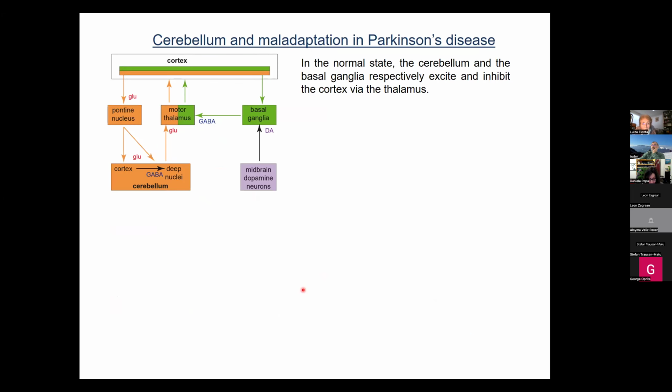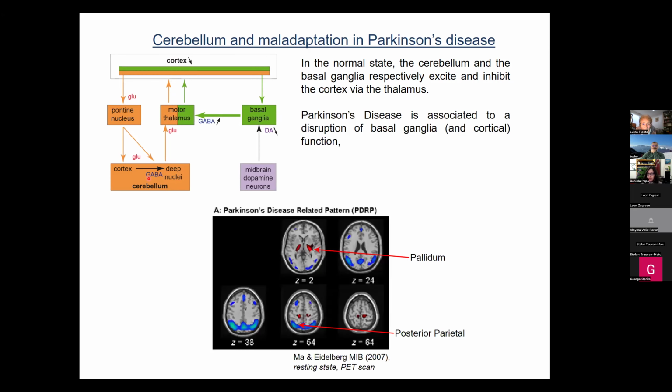So we already know that something is happening in the cerebellum in Parkinson's disease. And in the normal state, we know that the cerebellum excites the cortex through the motor thalamus, while the basal ganglia inhibits the cortex through the motor thalamus. So a pathology developing in the basal ganglia can also show abnormal activities in the cerebellum. And we took the case, for example, of Parkinson's disease. And we know that in Parkinson's disease, we have the dopaminergic degeneration that takes place in the basal ganglia. And we know that we have a disruption of basal ganglia.